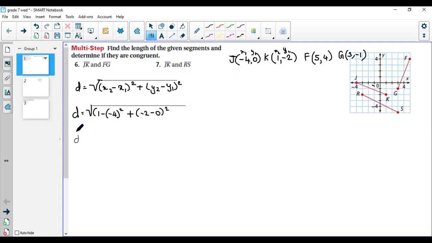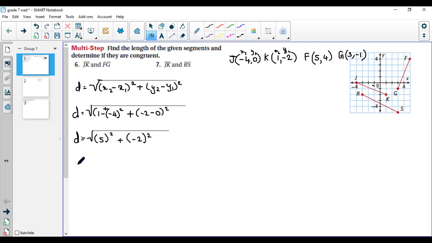So now I'm going to simplify them. So this is going to give me 1 minus into minus will give me plus, which means 1 plus 4, and so let me write it down. So this is going to give me 1 plus 4 is going to give me 5 square, plus minus 2 minus 0 is going to give me a minus 2 square, right?